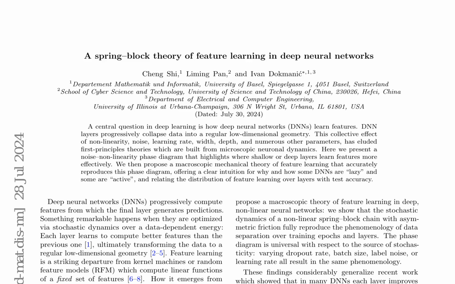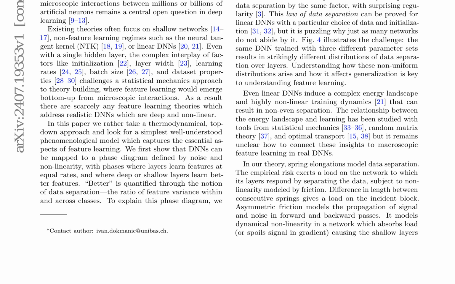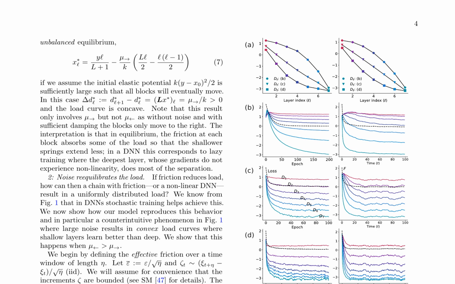The research paper presents a novel theory of feature learning in deep neural networks, proposing a spring block model that accurately captures the dynamics and phase diagram of feature learning. The theory is based on the concept of data separation, which measures the ratio of variance within and across classes in each layer. The authors show that DNNs define a family of phase diagrams, where increasing nonlinearity results in increasingly concave load curves, with deeper layers learning better features.